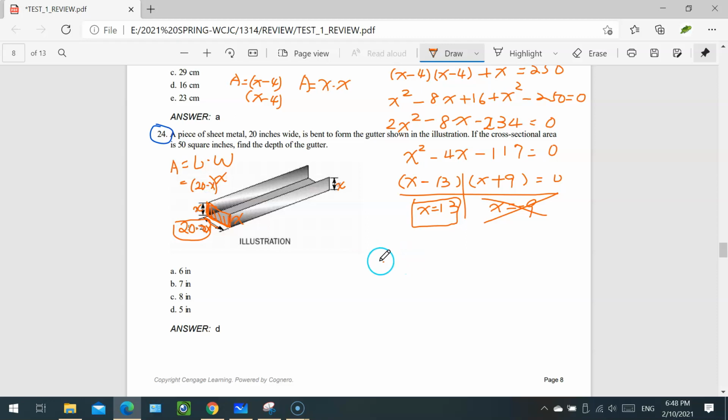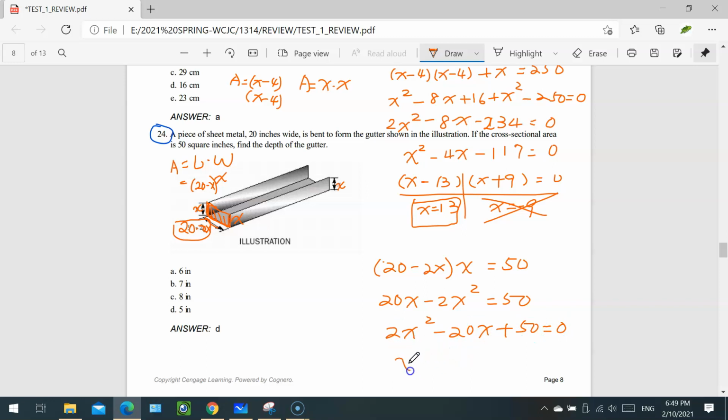Now let me show the work here. So the length is 20 minus 2x. The width x is equal to 50. We distribute it. You get 20x minus 2x squared equal to 50. Reorganize your equation. You have 2x squared minus 20x plus 50 equals 0. They all have the factor of 2. So we divide by 2 first. So you get x squared minus 10x plus 25 equals 0.